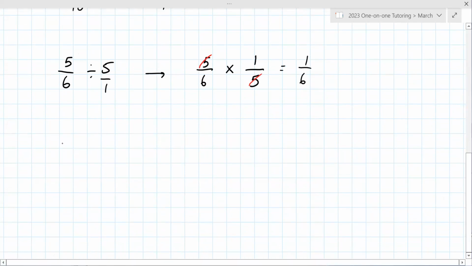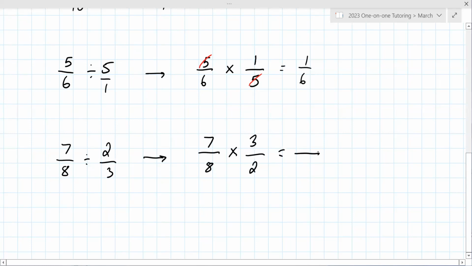7/8 divided by 2/3. Like this. Yes, like that. Okay. And then it would be 7/8 times 3 over 2. Do you see any pre-cancellations? Pre-reducing? No, sorry, pre-reducing. Nope. I don't. So you have to multiply the top, 3 times 7 is 21.